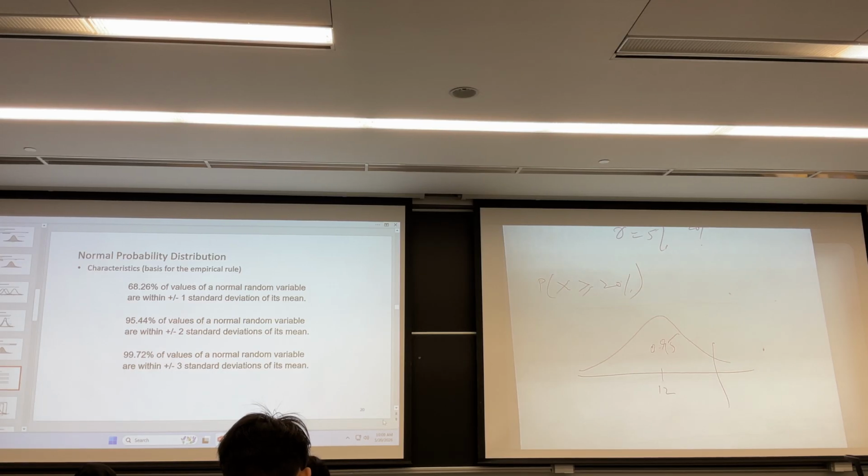Here are some values which we just picked from the table, okay? 68.26% of the values of a normal random variable are within one standard deviation of the mean, 95.44% within 2 standard deviations, 99.72% within 3 standard deviations. 100% of the values are within how many standard deviations? 3. I mean, it's over here, right? 3, 99.72. I'm saying 100%.